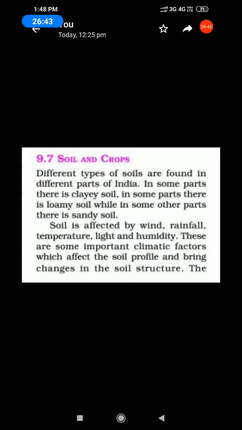Okay, different types of soils are found in different parts of India. In some parts there is clay soil, in some parts there is loamy soil. Different types of soils found in India, in our states, in our areas. In some parts there is clay soil, some parts there is loamy soil, while in some other parts there is sandy soil. Soil is affected by wind, rainfall.